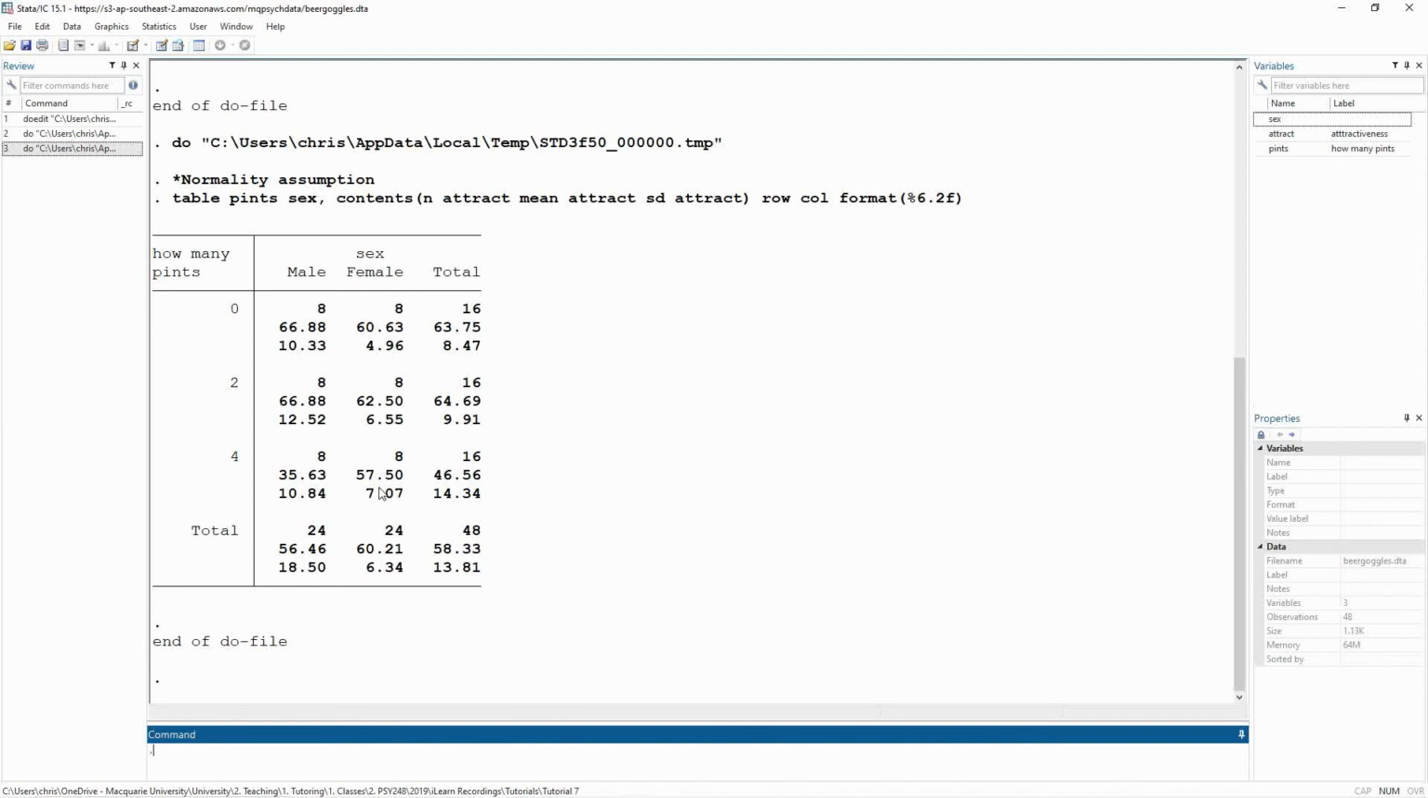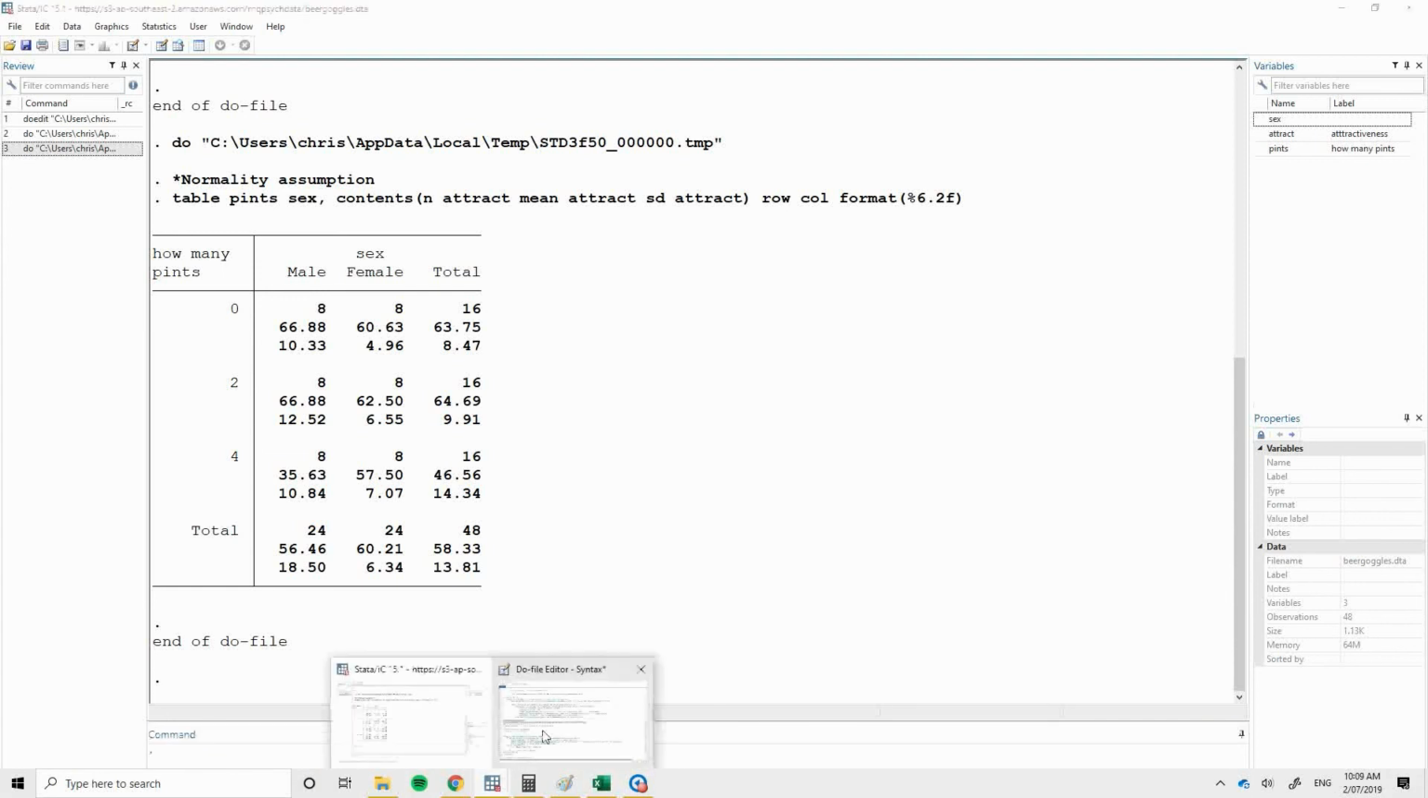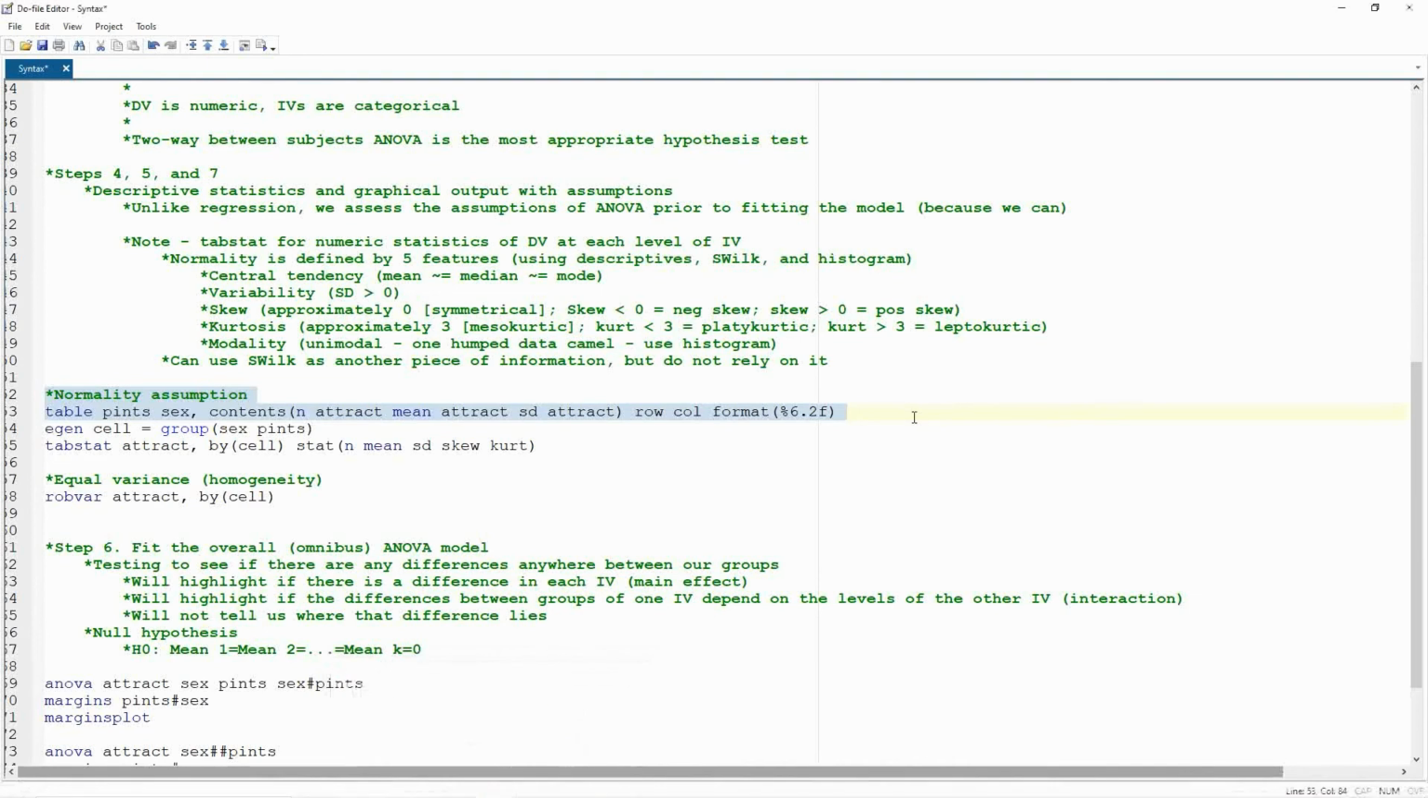But the important thing to take away from all of this is the interaction is simply comparing means within the cells, whereas main effects compare the total means that average across the other IV. Okay, that's probably the most technically complicated part of today. So if you got that, you're doing well.